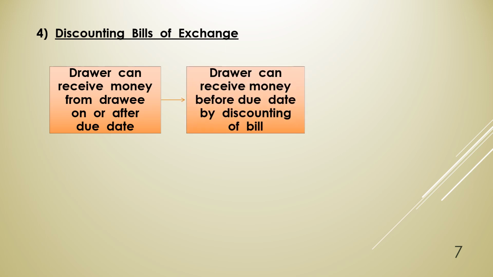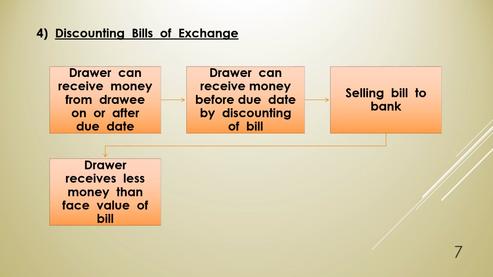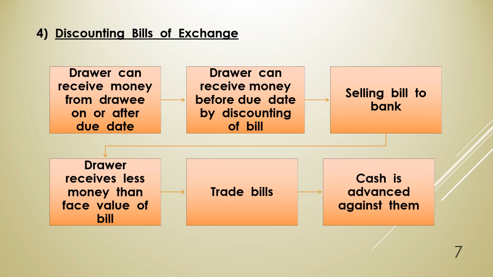But if the drawer needs money before the due date, then he can discount this bill with the bank, which means that he can sell the bill to the bank. However, the drawer receives less money than the face value of the bill as the bank deducts a discount on the same, which means that the drawer won't receive the full amount of the bill. He would receive a lesser amount than the bill amount. Thus, bills of exchange are trade bills which are accepted by the bank and cash is advanced against them to the business organizations. In this way, through discounting of bills of exchange also, a business organization can raise short-term credit from the commercial banks.